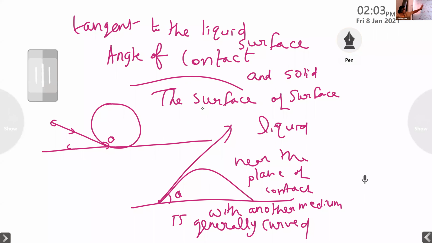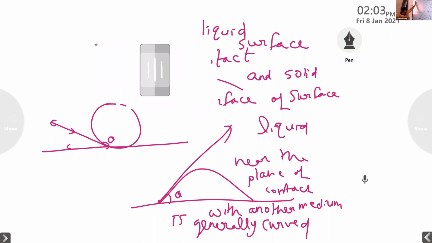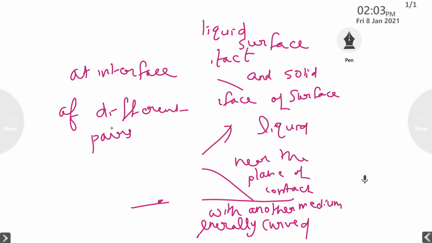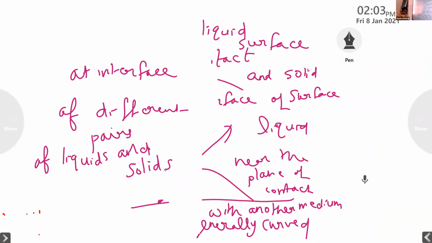It is different at the interface. Interface means where they both meet. It is different at interfaces of different pairs of liquids and solids.